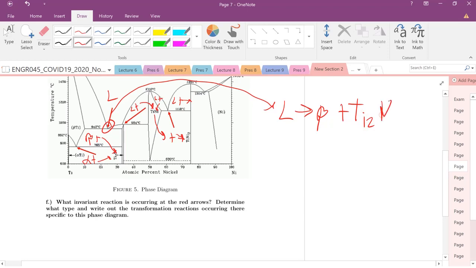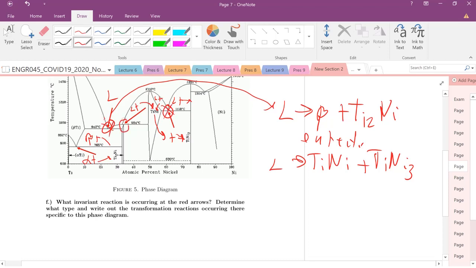Let me make sure that's right. Use my eraser. Yep, Ti2Ni. So that is, we know, eutectic. We can also see another eutectic point right here, right? So we are going here from liquid to a TiNi plus TiNi3 mixture. So this one's done, this one's done.